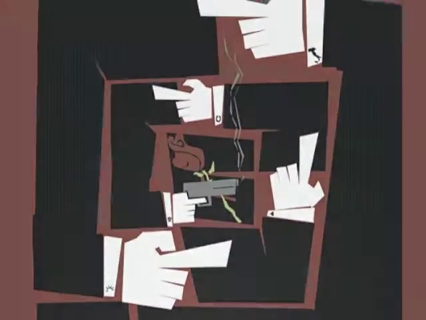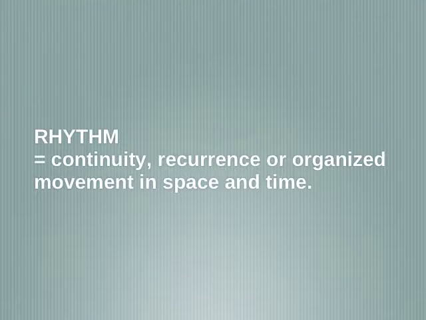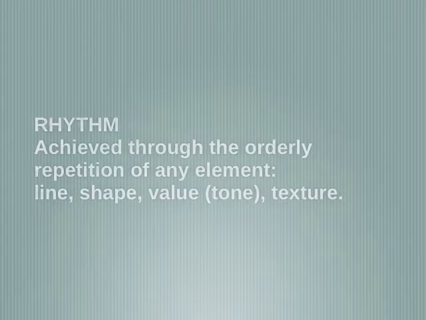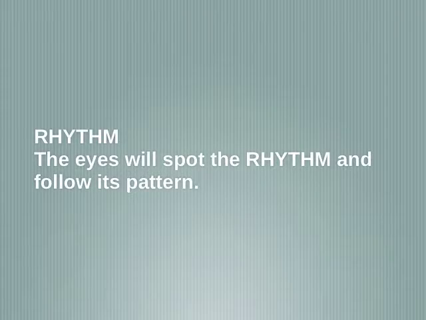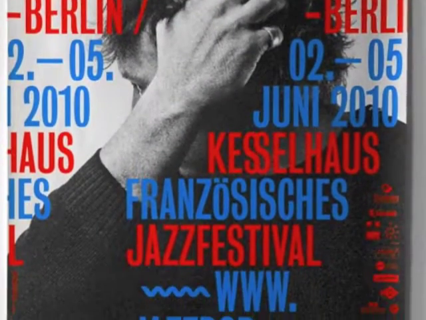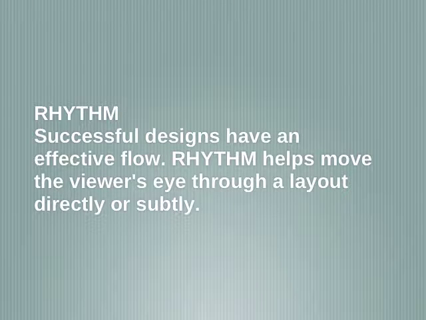Rhythm. Rhythm is the continuity, recurrence, or organized movement in space and time. Rhythm is achieved through the orderly repetition of any element: line, shape, tone, texture. The eyes will spot the rhythm and follow its pattern. Successful designs have an effective flow. Rhythm helps move the viewer's eye through a layout, directly or subtly.